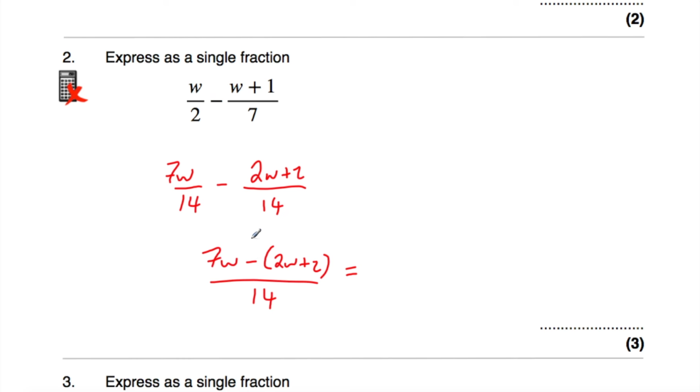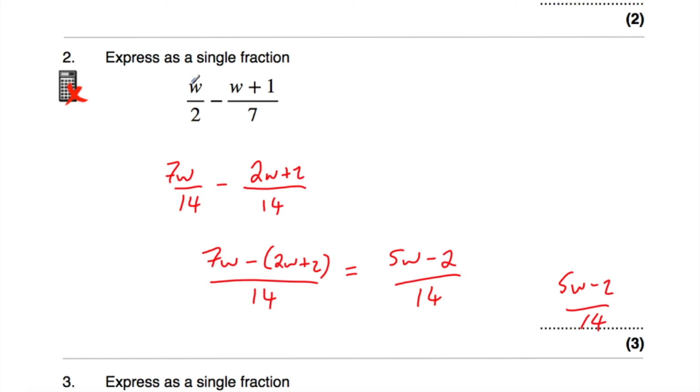Now if we simplify this, what are we going to get? We've got 7w take away 2w, that's going to be 5w. And then we're also taking away 2, so it's going to be subtract 2. And the denominator is 14. And that's it. If we're asked to simplify w over 2 subtract w plus 1 over 7, the answer would be 5w subtract 2 over 14.